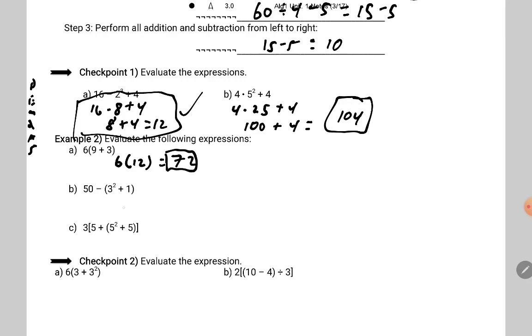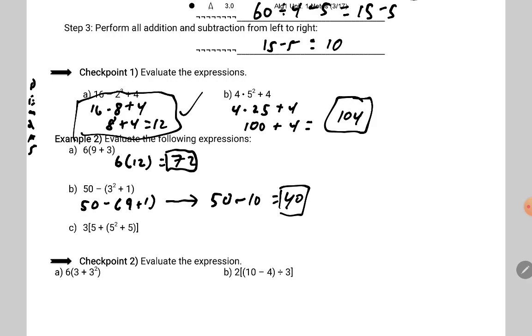Once again, we're going to do inside the parentheses. Inside the parentheses, we have to do exponents. So we have 50 minus parentheses 9 plus 1. So this would become 50 minus 10, which is 40.